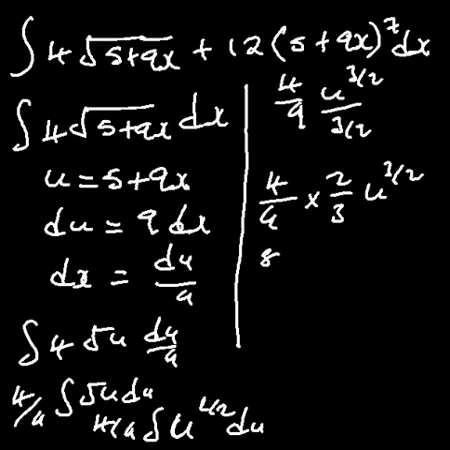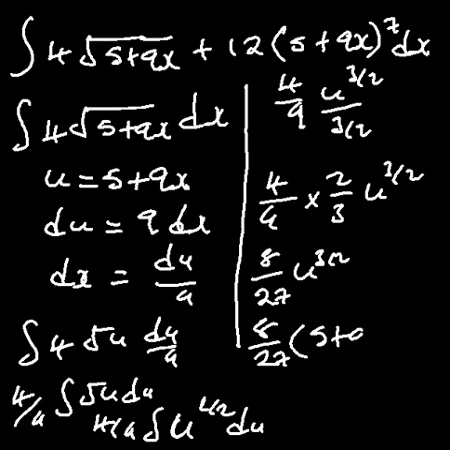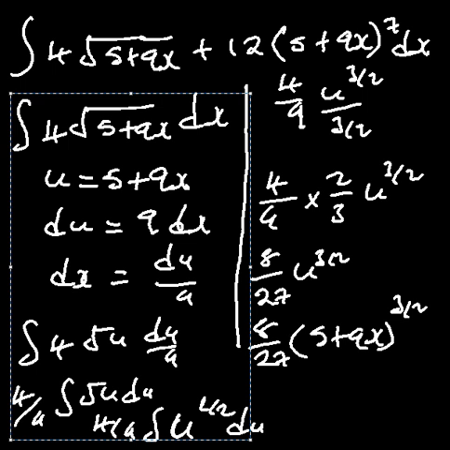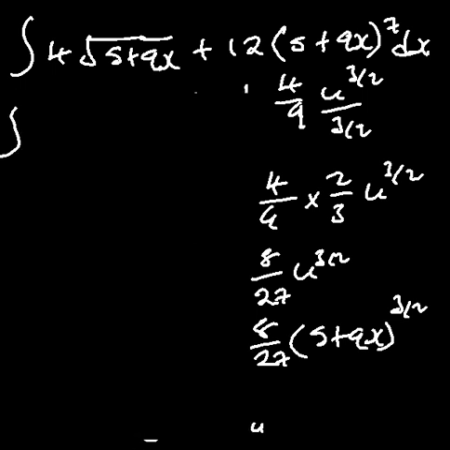So we'll have it as 8 over 27 u to the power 3 over 2. Then we'll substitute back for u. That will be given as 8 over 27, and what is the u? We had it as 5 plus 9x, to the power 3 over 2. That is the integral of the first part. And how about the integral of the second part as well? The integral of the second part, that is 12 times (5 plus 9x) to the power 7 dx.